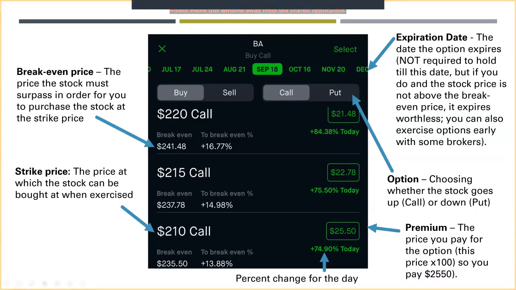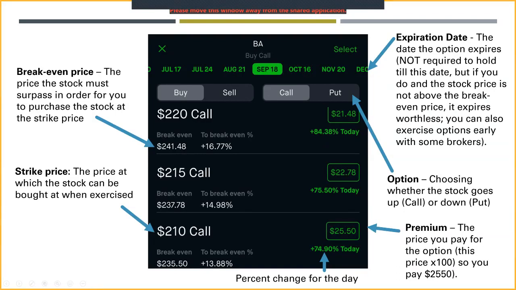Expiration date, you're not required to hold it until then, but if you do, and the stock price is not above the break-even price, it expires worthless. So you would lose all you put into the contract. Now, we were talking about the premium here. This is the price you pay times 100. So you see how it's $25.50? You would pay $2,550 for this contract. This is for one share. You always have to buy it in 100.